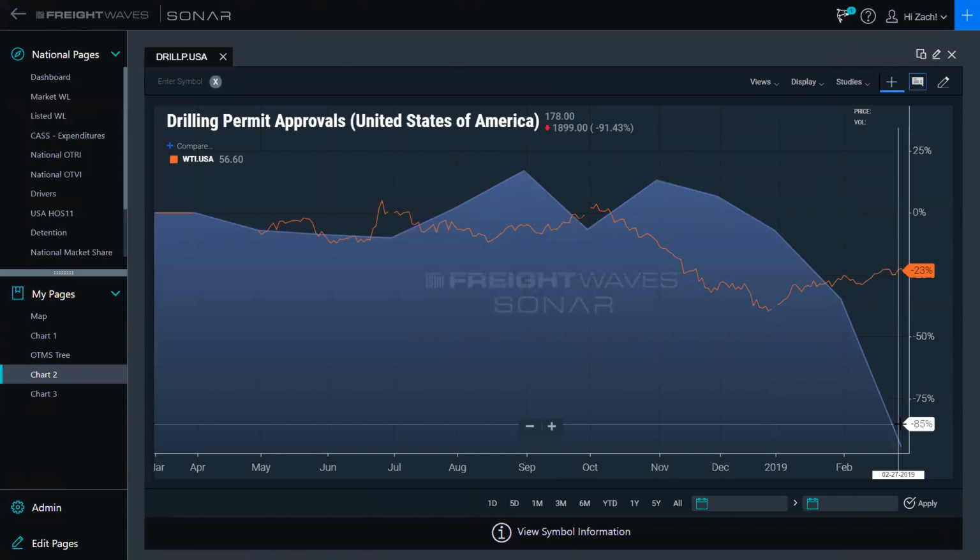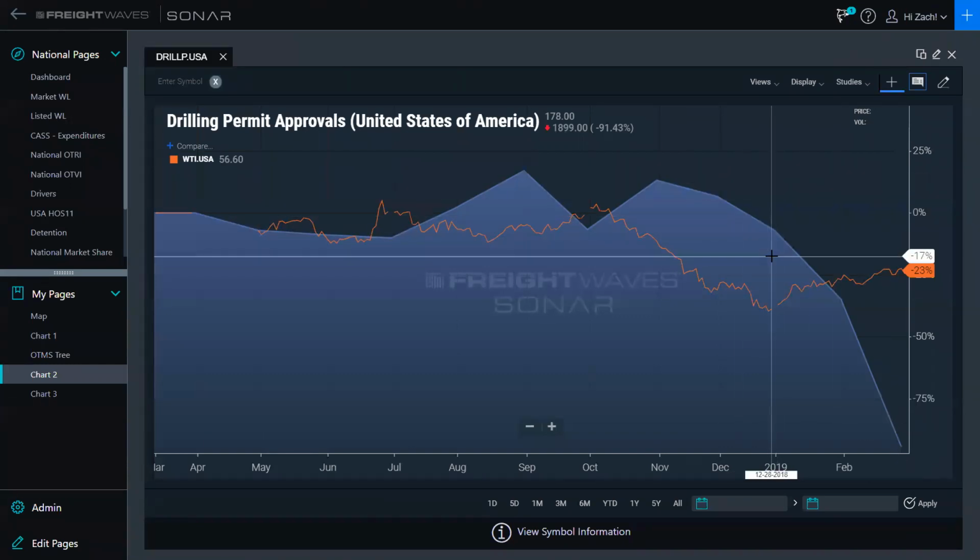The people do have about a year to fulfill their permits, so they will expire if they don't act on them in a year. So this is kind of a leading indicator in that regard, and what we're expecting to see in the near future with the oil market.